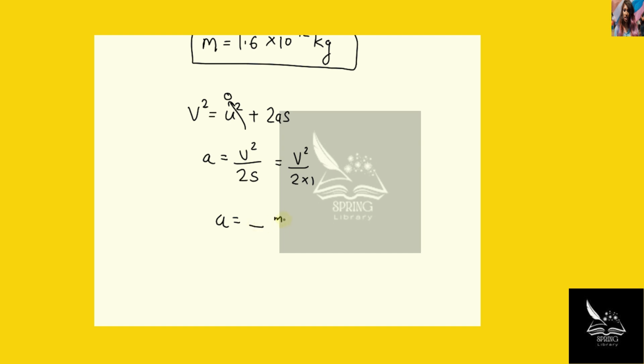Whatever meters per second square it will be, now we will have this equation, force is equal to mass times acceleration. This force we have calculated, so from here mass will be equal to force upon acceleration, and from here also we can get the mass.